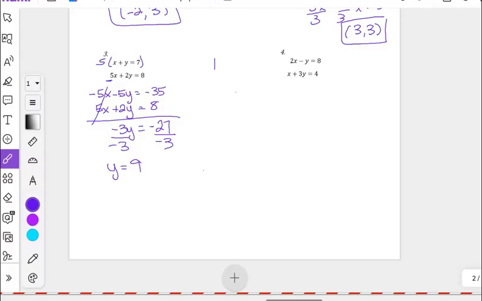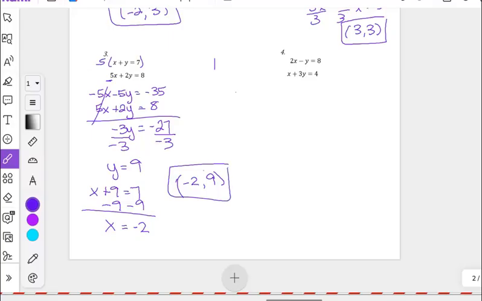Now I'm just plugging that back into one of my original equations. So x plus 9 equals 7. Subtract 9. X equals negative 2. So my answer is negative 2, 9. Same thing with number 4.